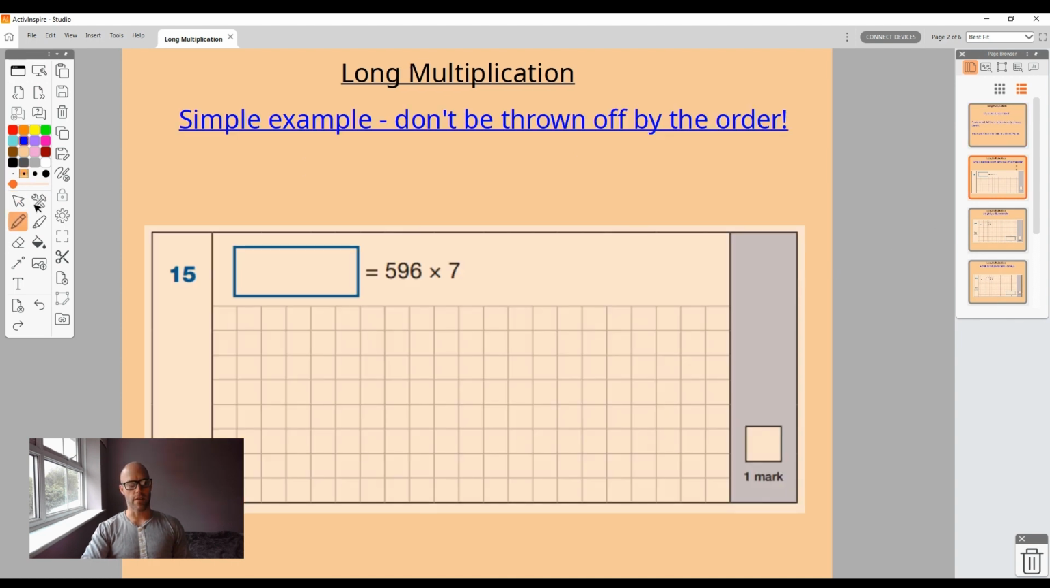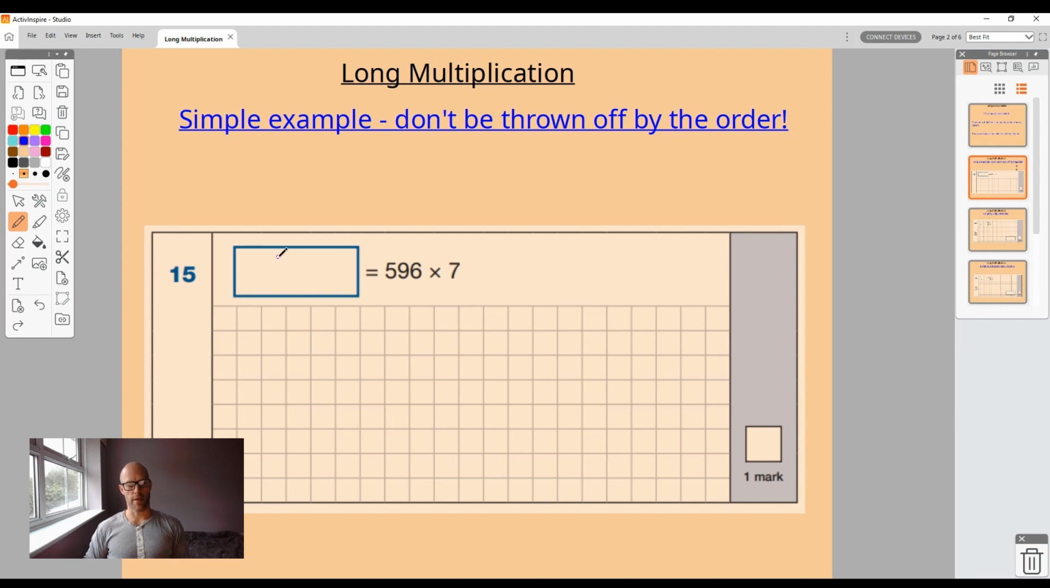The way I'm going to do it today is start off with a simple question, build up the complexity, but hopefully you'll realize that actually the method doesn't change that much. We're just doing more small bits of multiplication. It doesn't fundamentally change when we're multiplying a 3-digit number like we are here by a 1-digit number, 4-digit by a 2-digit, or anything in between. So let's have a look at this one.